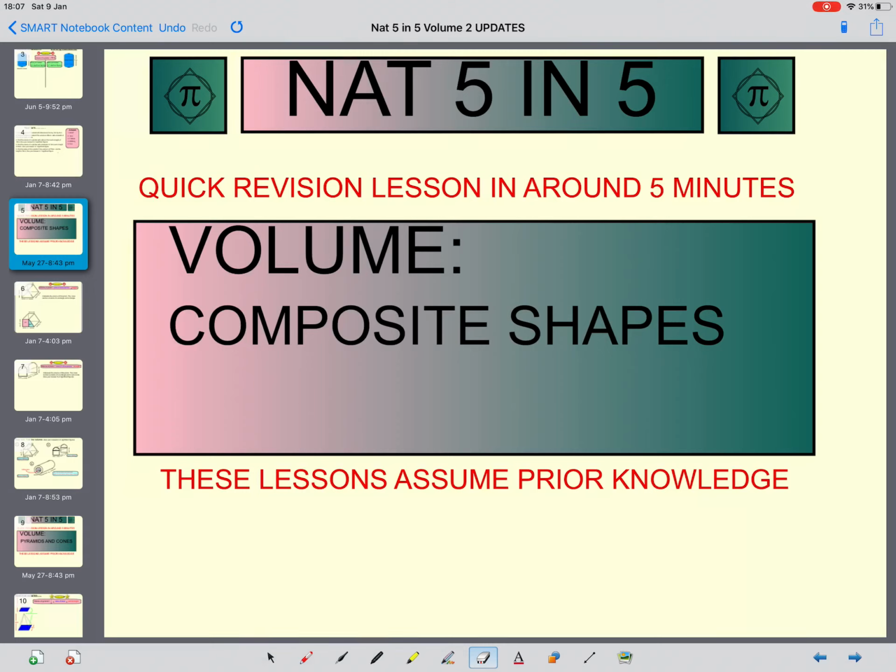Hi guys, welcome back to Nat 5 and 5, which means hopefully this video will be done within 5 minutes. We're going to look at volume today, volume of prisms, where the cross-sectional area is made up of composite shapes.